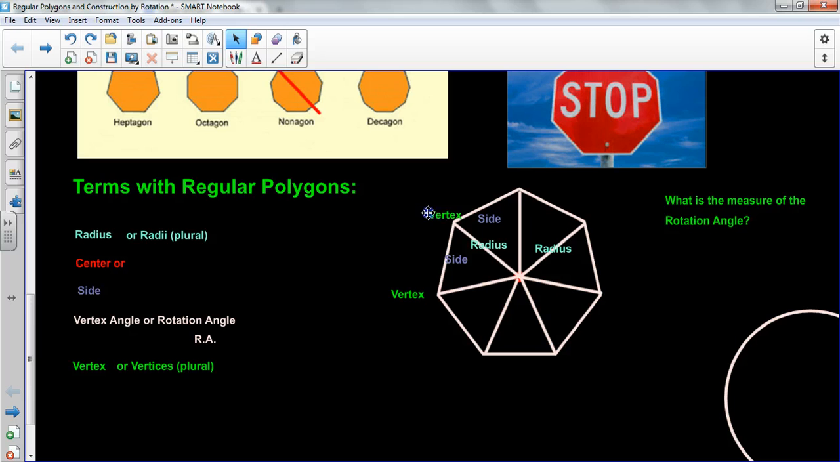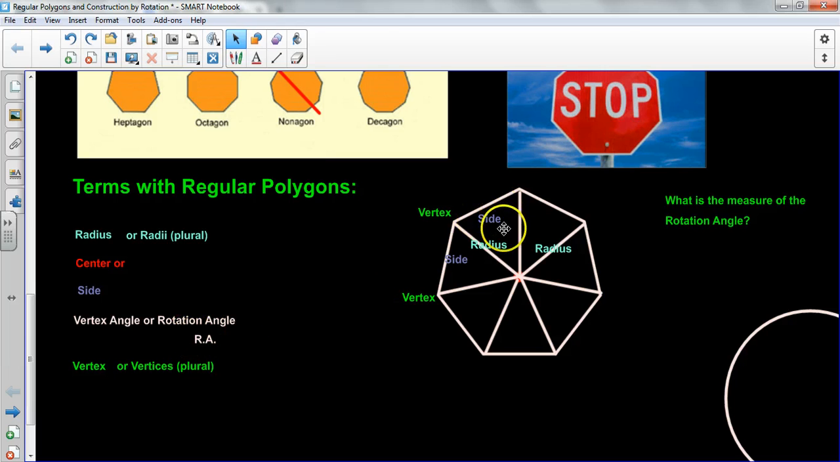So these are just called the vertices. Radii just go out from the center to a vertex. Make sure you have that in your notes. Okay, and then the last thing to talk about is our vertex angle, or what we call rotation angle. The vertex angle is actually kind of tricky. I like to call this the vertex angle, which you'll refer to in geometry books as a rotation angle.